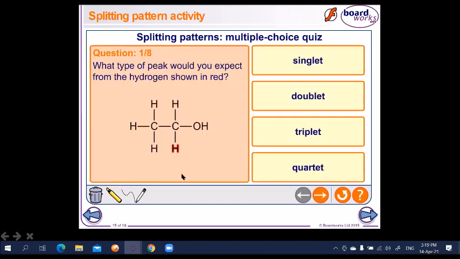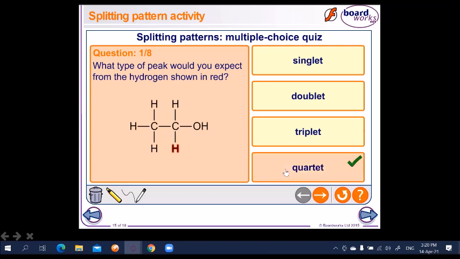Okay, so what type of peak would you expect from the hydrogen shown in red? I won't count that one because that hydrogen is further away. It's blocked by the oxygen. So I'm going to look at this as a neighbor at the adjacent carbon. This one would have 1, 2, 3 from this adjacent carbon plus itself. That would give 4 split peaks, so that would be a quartet. Okay, that's how it would be split.